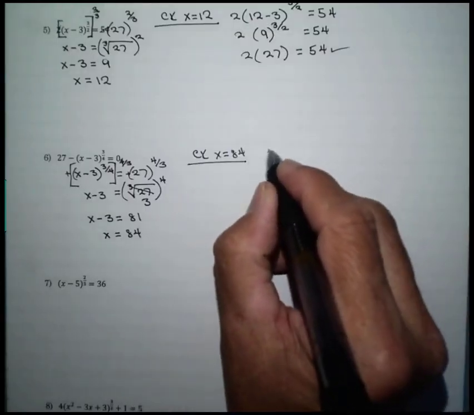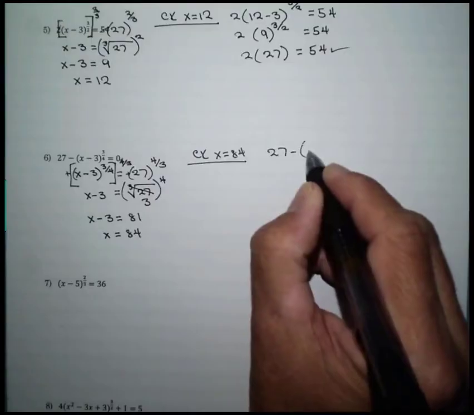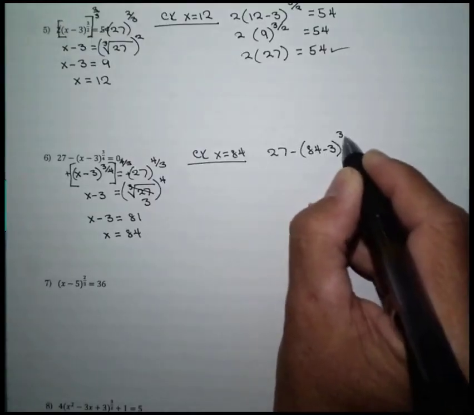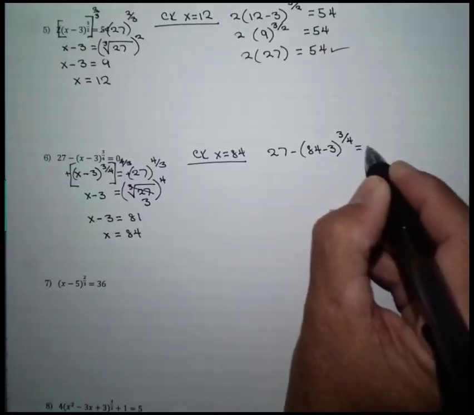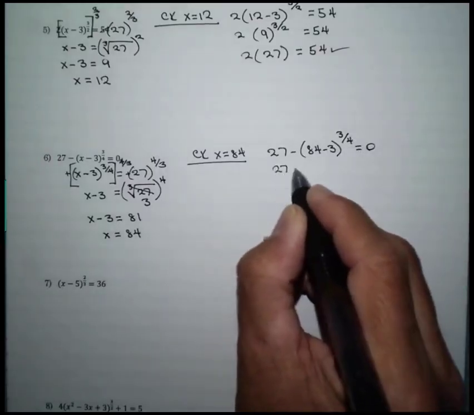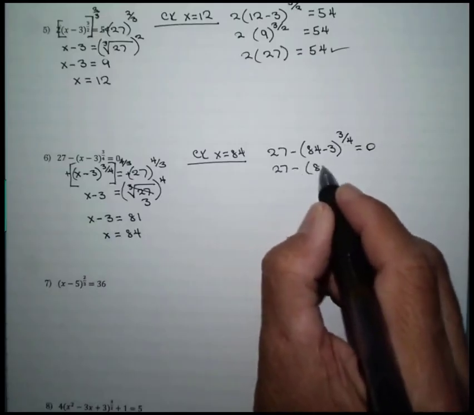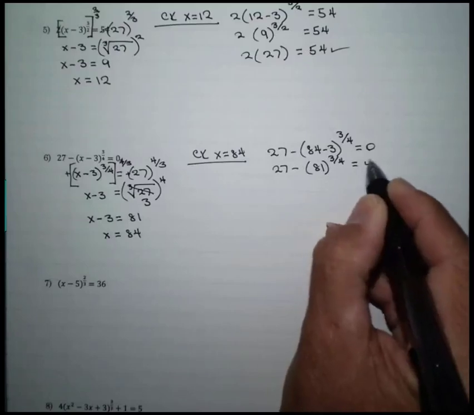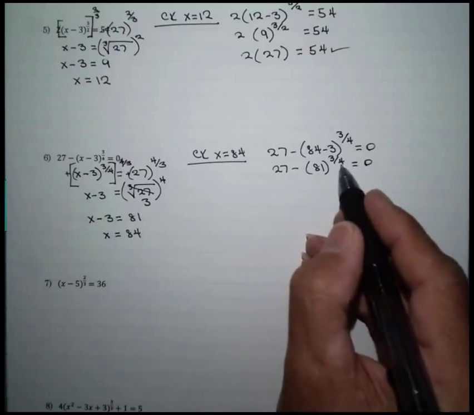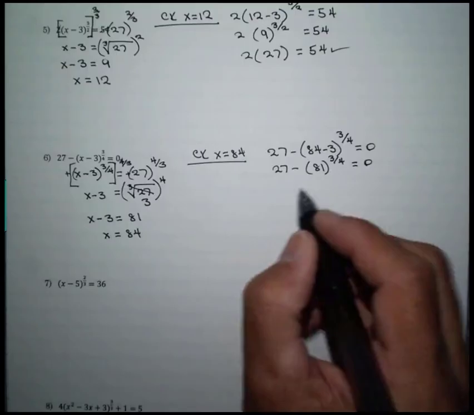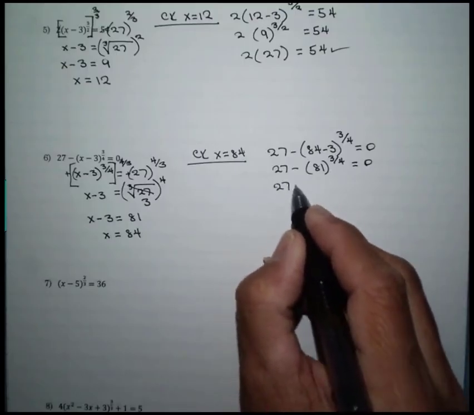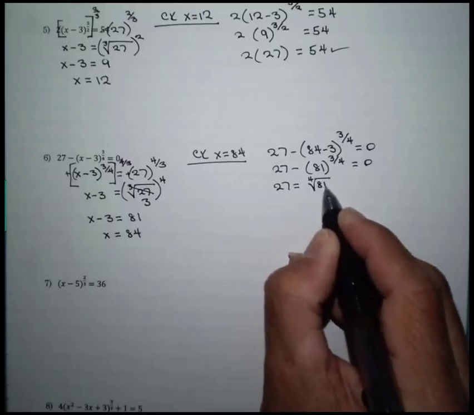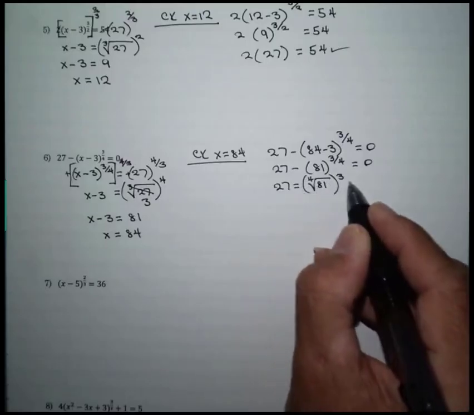And I come over here and I say 27 minus, in parentheses, 84 minus 3 raised to the power of 3/4 is equal to 0. 27 minus, well, inside parentheses here, this is going to be 81 raised to the 3/4 is equal to 0. Well, this time I'm looking for the 4th root of 81 cubed, right? Do you need to write that down? The 4th root of 81, and after I find it, I will cube that.